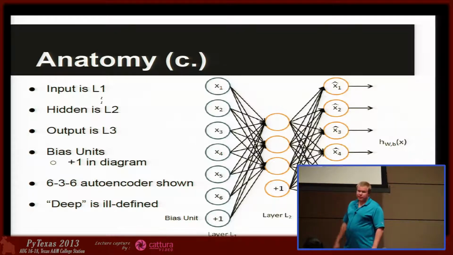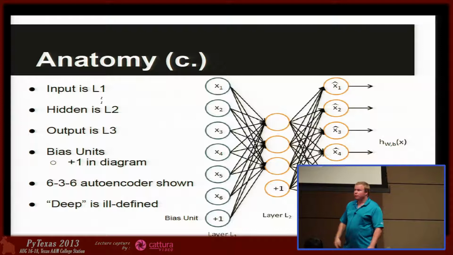This particular diagram is called a 6-3-6 autoencoder. All an autoencoder really tries to do is take an input and learn a representation of the input that has fewer features. So basically, you could think of it as a machine way to take groups of pixels or groups of words or groups of things that, when used in common, are identifying for a particular piece of data. Another important point here is that deep is ill-defined.